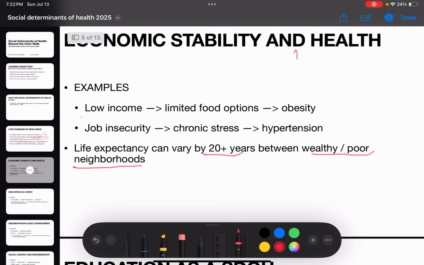So, economic stability and health. Low income leads to limited food options, which increases the risk of obesity. Job insecurity leads to chronic stress and hypertension. Life expectancy can vary by 20 plus years between wealthy and poor neighborhoods. So when we have low income, you have limited financial resources, the patient is unable to buy quality food, or the patient is in a tight spot, so only what he can afford is what he buys, and this in turn leads to malnutrition.